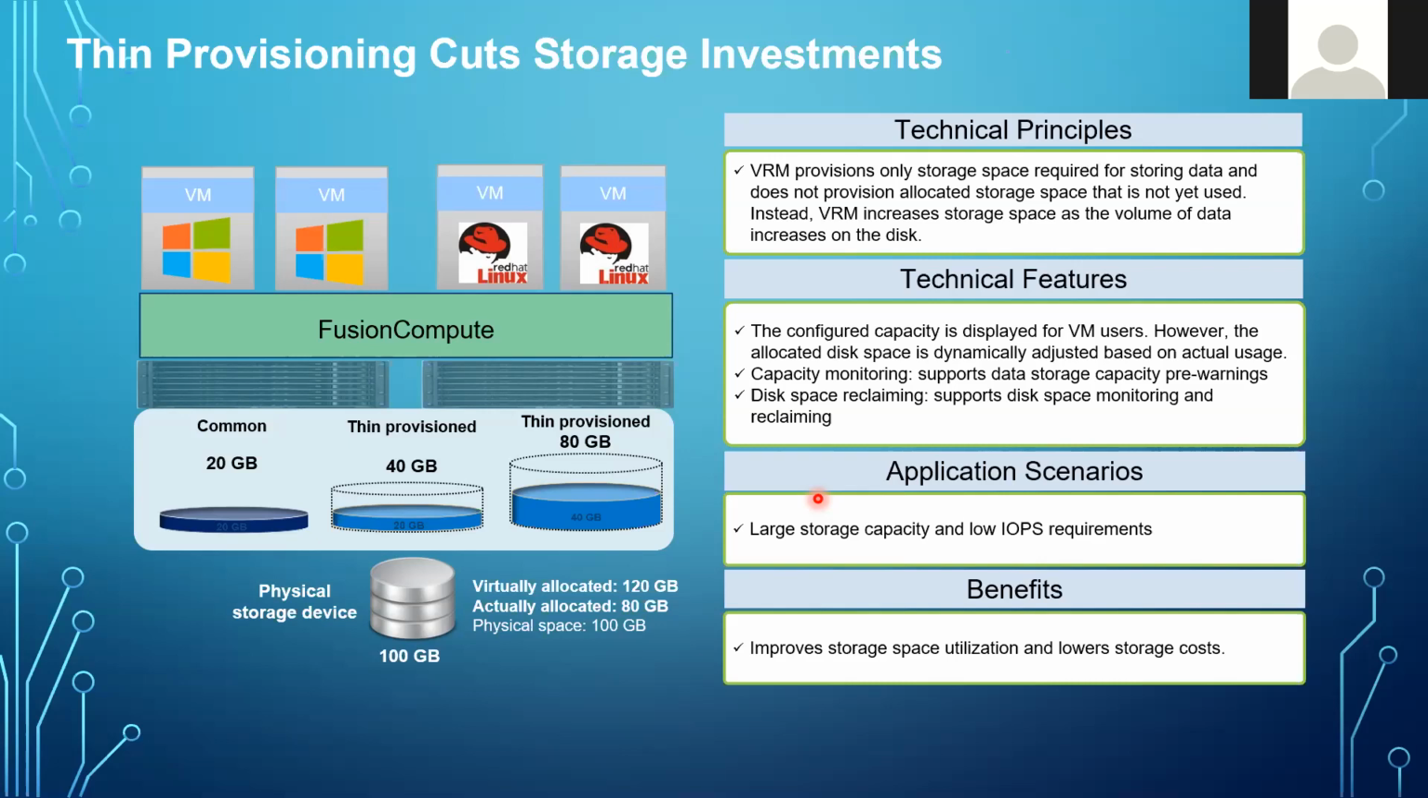It will reduce IOPS and performance as well, but you can do the disk virtualization, thin provisioning. For example, you have 100 GB of disk and you want to assign virtually 120 GB disk, so it is possible. But you will get alerts if you are exceeding the space, and you can change the configuration according to your requirements.